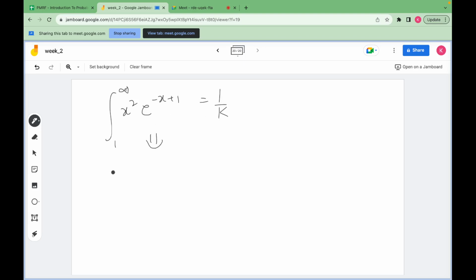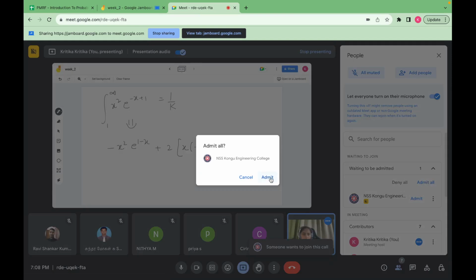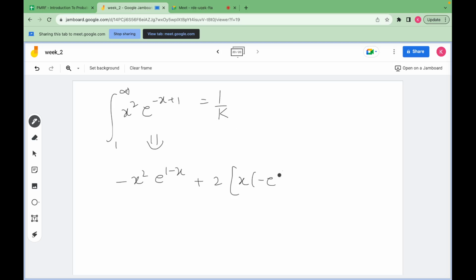So when you solve this integration, it will come out to be, so I am writing it. This is just one kind of problem that you need to become fluent at. So this will be the integration value, then you will put the value from 1 to infinite, which is equal to k. So now try to solve this thing.